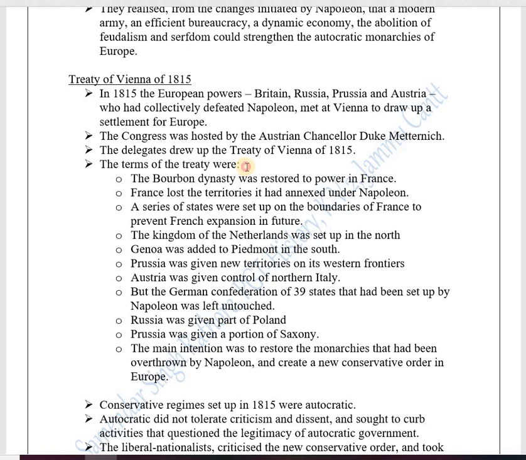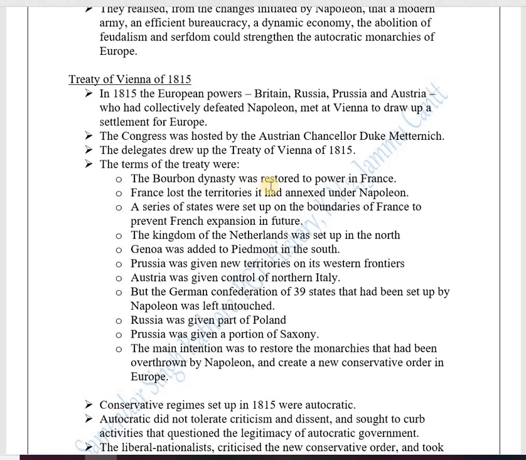The terms of the treaty were, this is very important, many times if the Napoleon Code does not come, then the Treaty of Vienna comes in the exam, mostly. This has been the trend for the last 5 to 6 years. Now what were the terms?